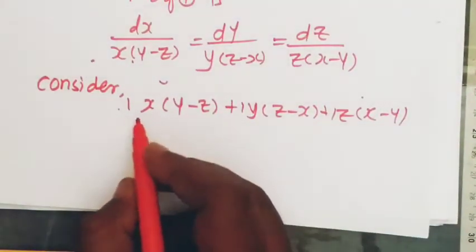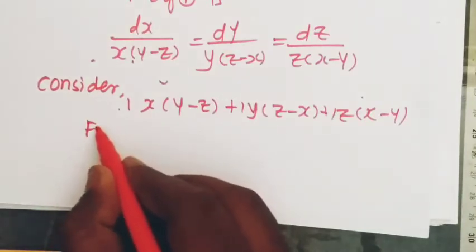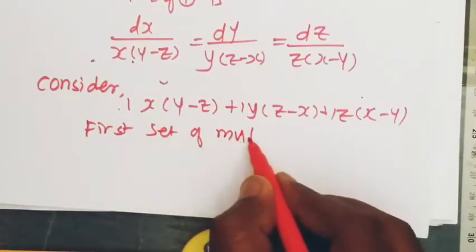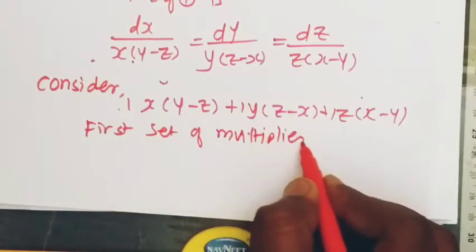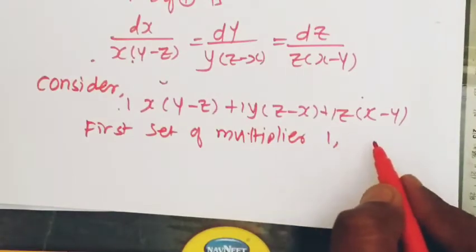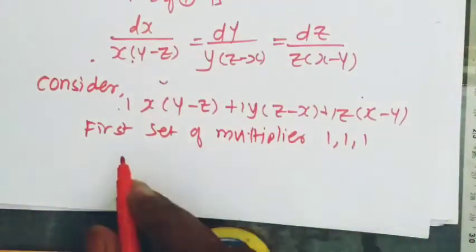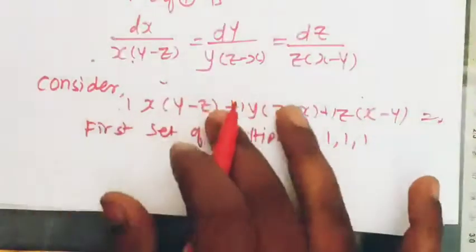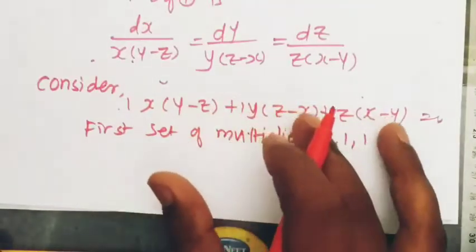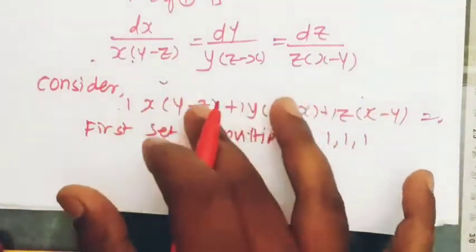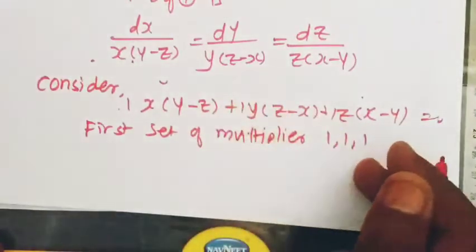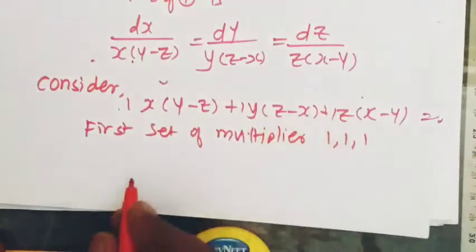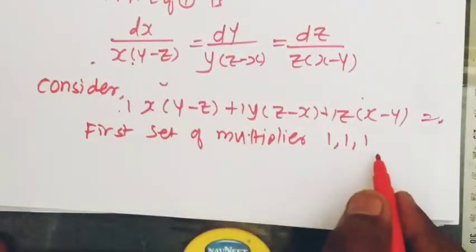So our first set of multipliers is 1, 1, 1. If you multiply by 1, 1, 1, the addition is going to become 0. This we are doing roughly. We need to check whether after multiplying by 1, 1, 1 we get 0 or not. That we have to check, a trial and error method. So 1, 1, 1 is a perfect set of multipliers that gives us the 0. Consider the first set of multipliers as 1, 1, 1.